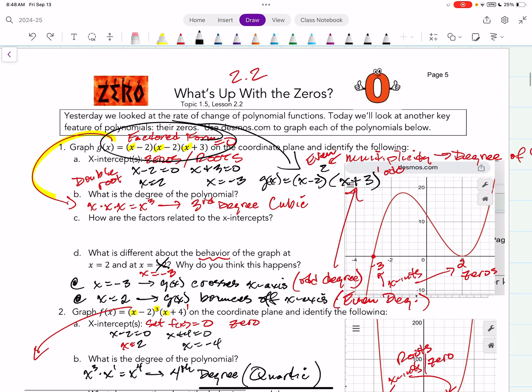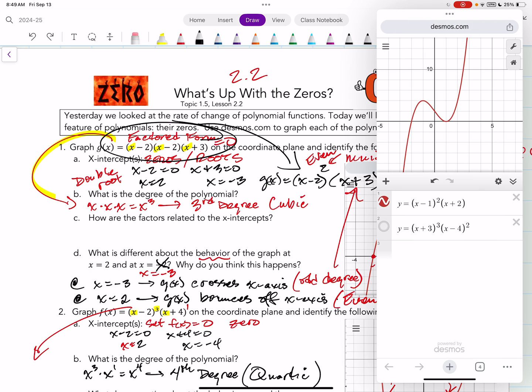So let's just do a little review here. We talked about in our first example, we have a g of x in factored form, and we talked about how to find its roots or zeros by setting each factor equal to 0. And take a look at the graph. We're using Desmos here and analyzing a few functions and taking a look at the degree and the roots and things of that nature.